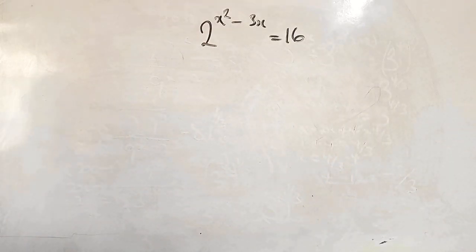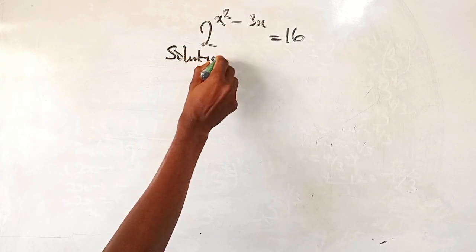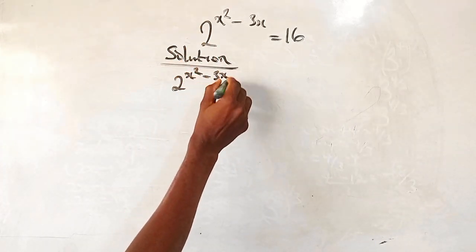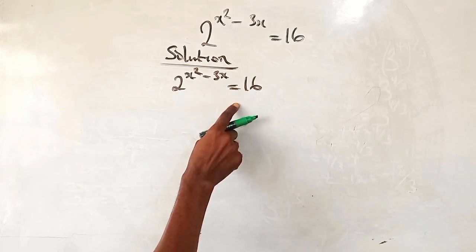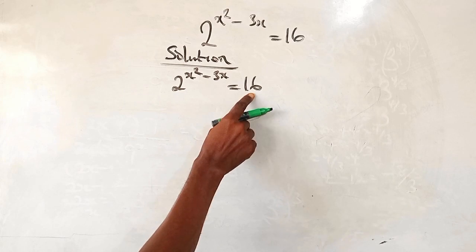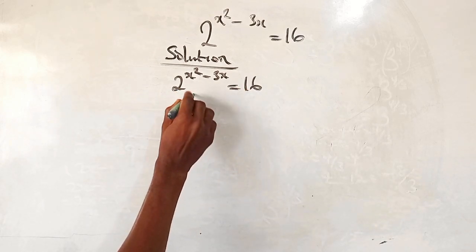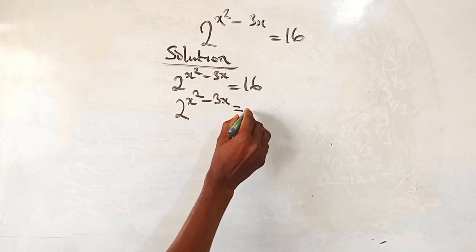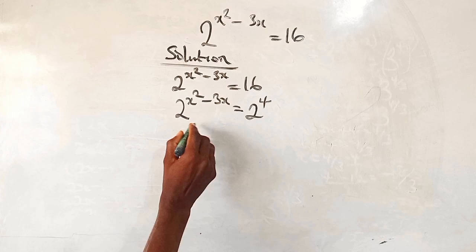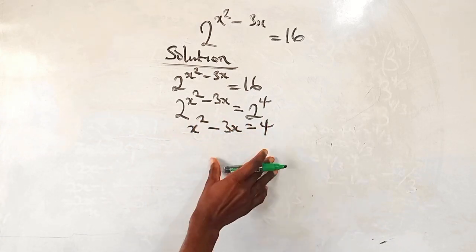The question says, solve for x in this equation. We have 2 raised to the power x squared minus 3x equals 16. Here we have 2 and 16, and we can make the bases equal. We have 2 raised to the power x squared minus 3x equals 2 raised to the power 4. So here we can equate the exponents. We have x squared minus 3x equals 4.